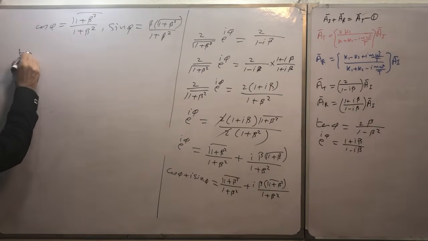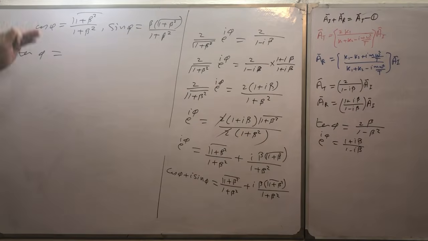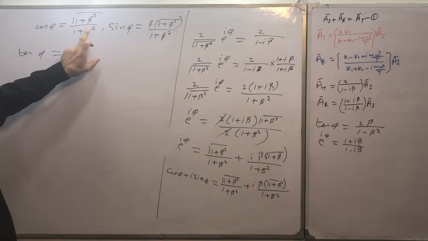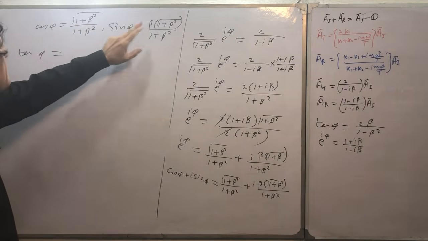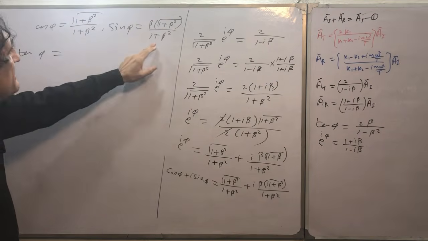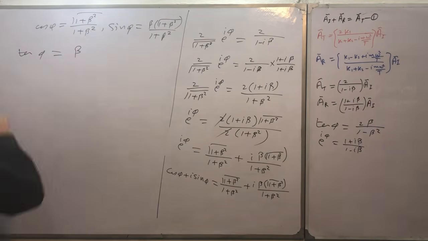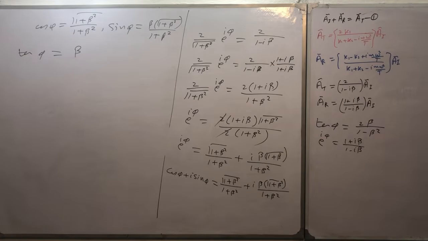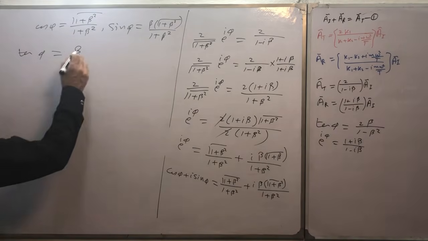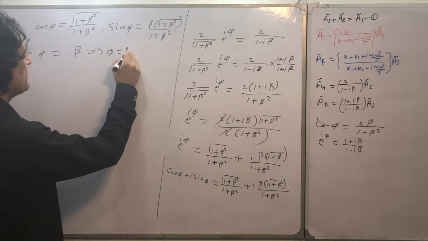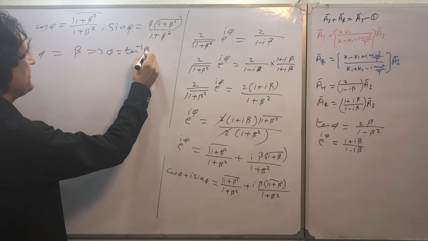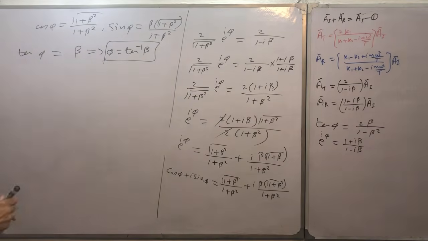And then tan φ will be equal to sine divided by cos. If we divide this by this, then this term and this term will cancel out and we will have only β. So tan φ is equal to β, and then φ is equal to tan inverse β. So in this case, we will have φ equal to this.